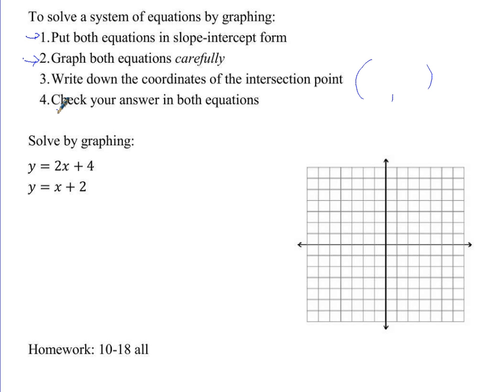All right, so here's another example. y = 2x + 4, y = x + 2. I'll graph that first equation, y = 2x + 4. I'll graph it in blue. We have a y-intercept of 4 and a slope of 2.